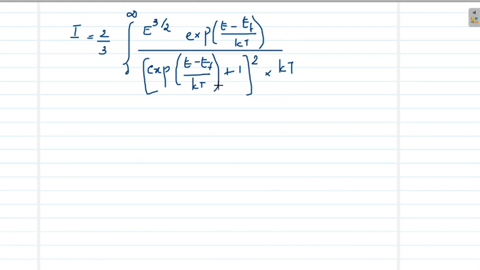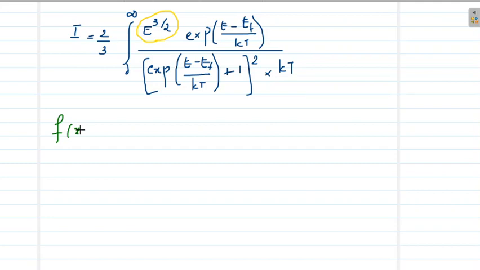So we want to integrate this term here. Now before moving on, let us modify this integral in order to make it easier to calculate. So first of all, we will be expanding this e raised to 3 by 2 term as a Taylor series. Now what is a Taylor series?